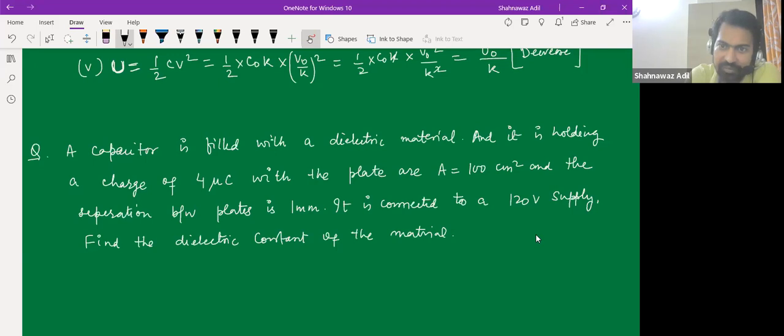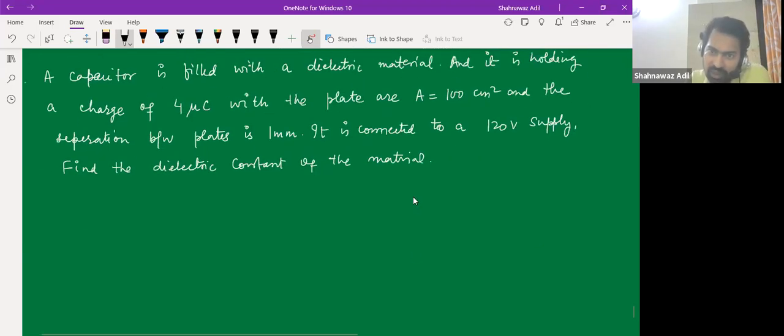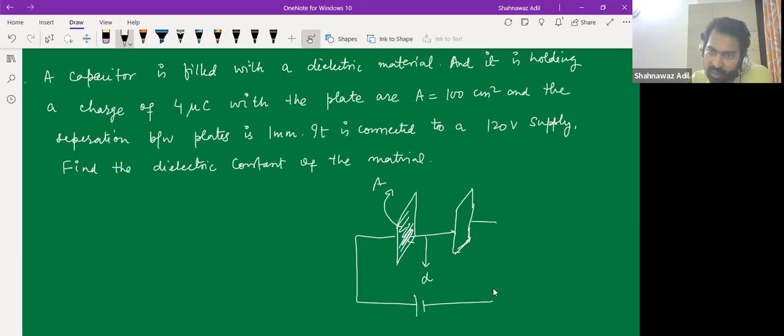Okay, so we have two parallel plates, right? And the area is given, and the separation between these two plates is also given. And it is connected to a fixed voltage supply, right? And it is holding a charge, let's say 4 microcoulomb. Then you guys have to figure out what is the dielectric constant of the plate.